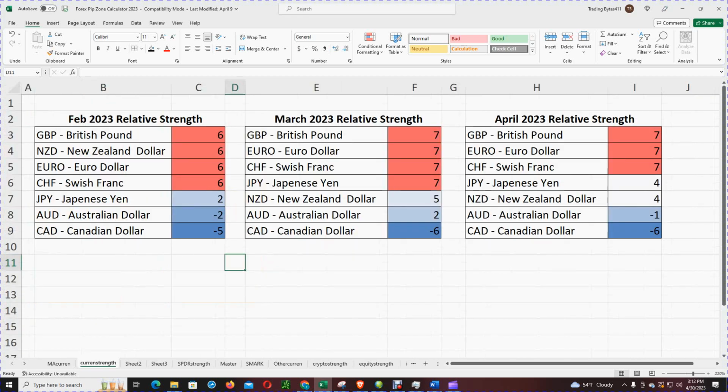So what we have here going into April, we have the pound, euro, and Swiss franc, the strongest. We have the Canadian dollar and the Aussie dollar, the weakest. So I'm going to do an analysis. I'm going to pick, let's just say, eeny, meeny, miny, mo. Okay, so we'll do the pound against the Canadian dollar.